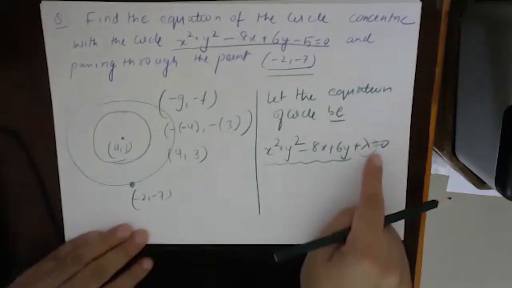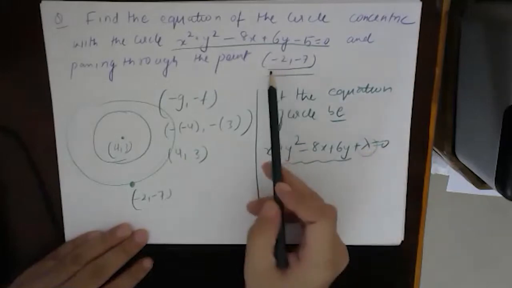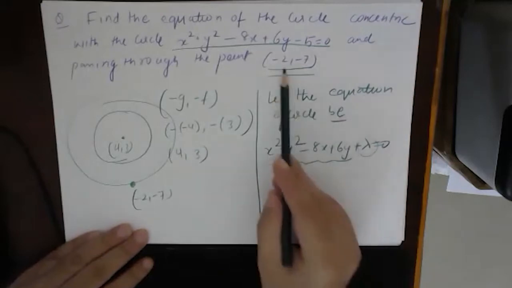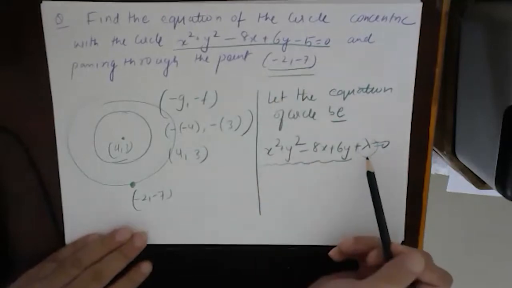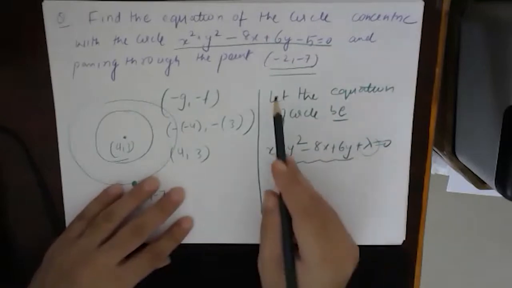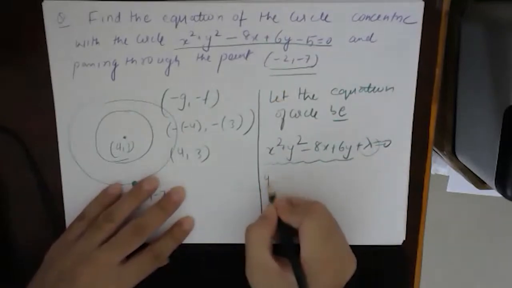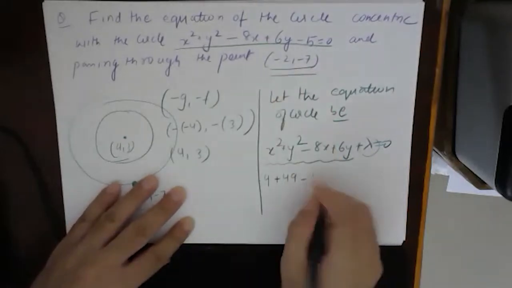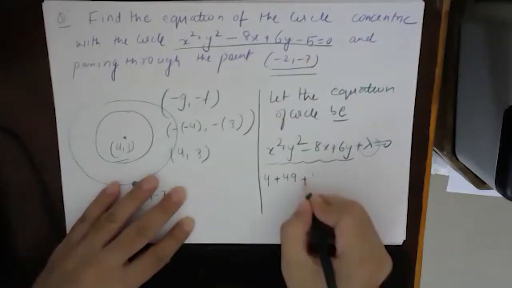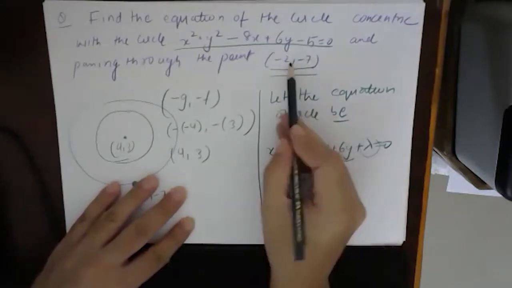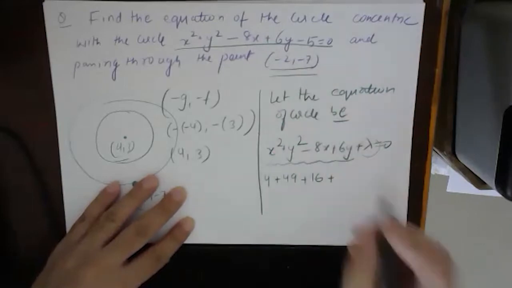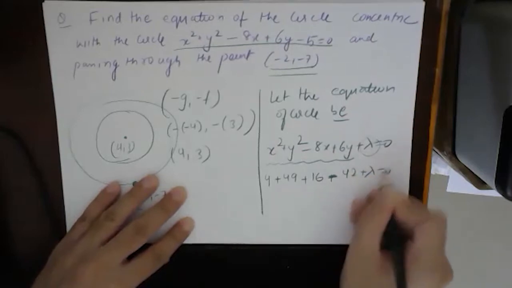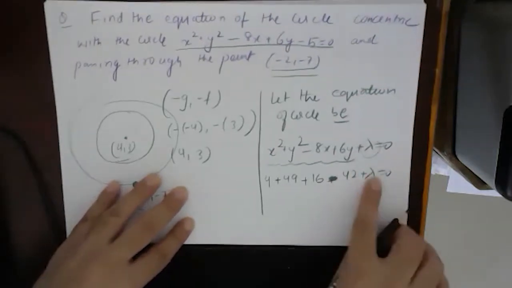How can I find this value of lambda? I can find it by substituting minus 2 comma minus 7 in the equation of the circle. So I'll get 4 plus 49, minus 8 into minus 2, so this is plus 16, plus 6 into minus 7, that is minus 42, plus lambda is equal to 0.